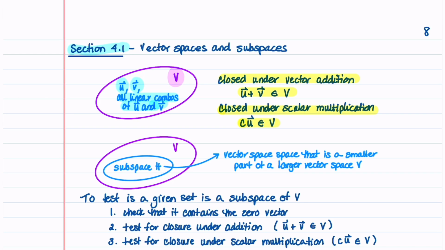space. We then looked at subspaces. We have a vector space V, and then we have a subspace H. I kind of said that wrong. We have a subspace H, and it's just a vector space that is a smaller part of a larger vector space. Keep in mind that a subspace is also a vector space.